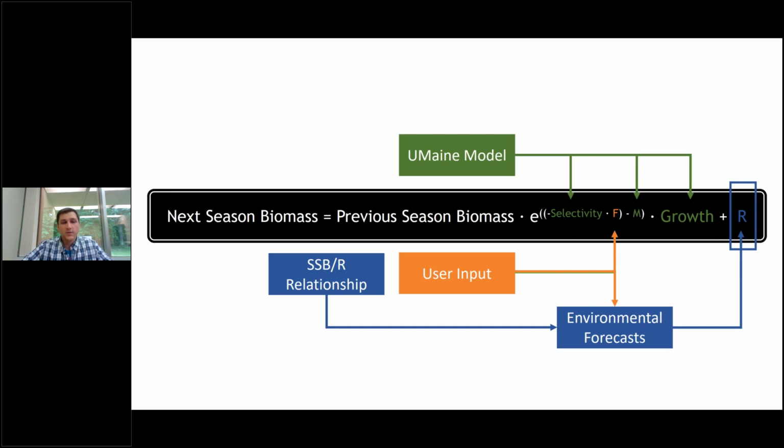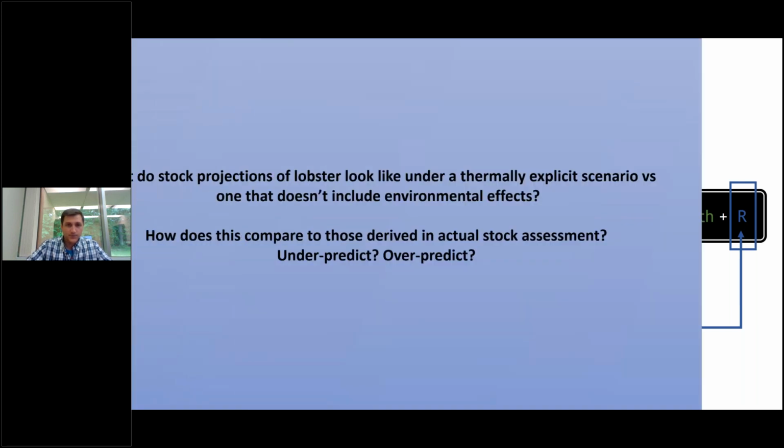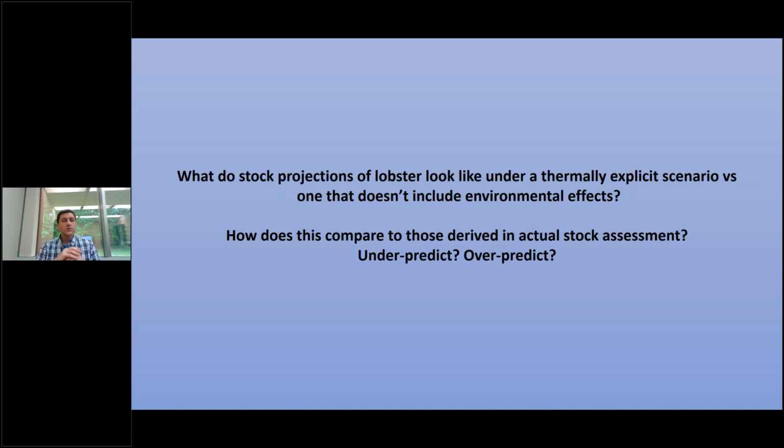Was this actually necessary is the question that we wanted to ask. So what do stock projections of lobster look like under a thermally explicit scenario versus one that doesn't include environmental effects? And how does this compare to those derived in actual stock assessment? Does it underpredict or does it overpredict?